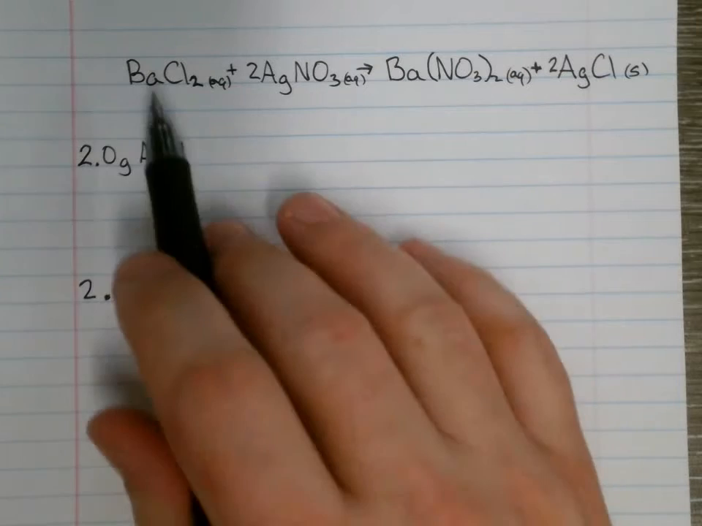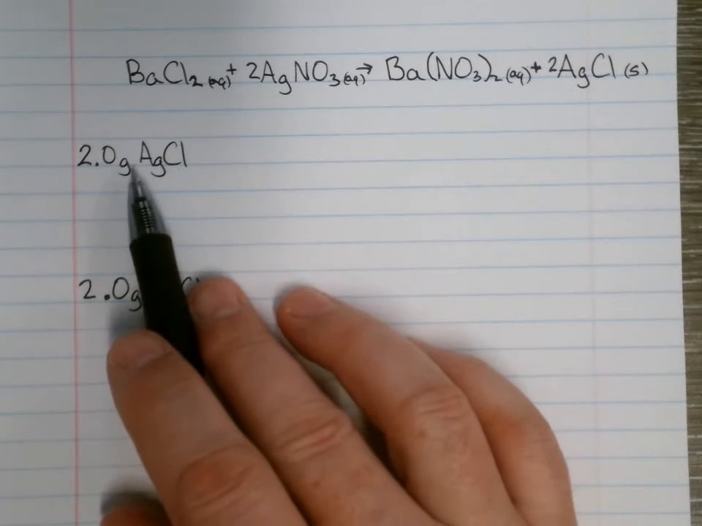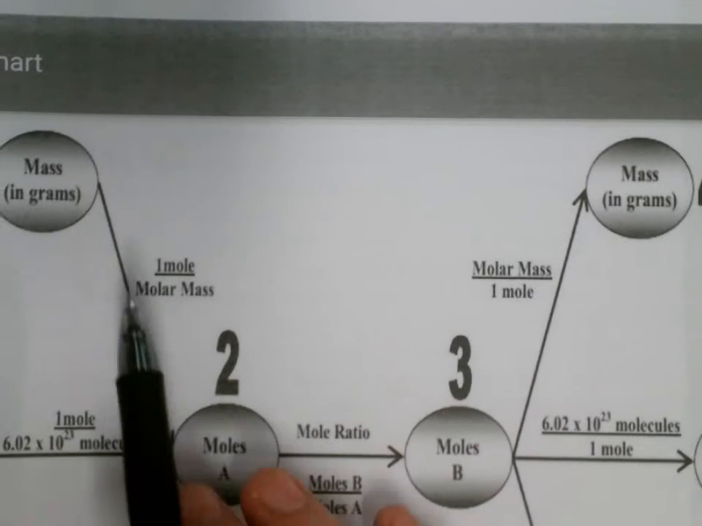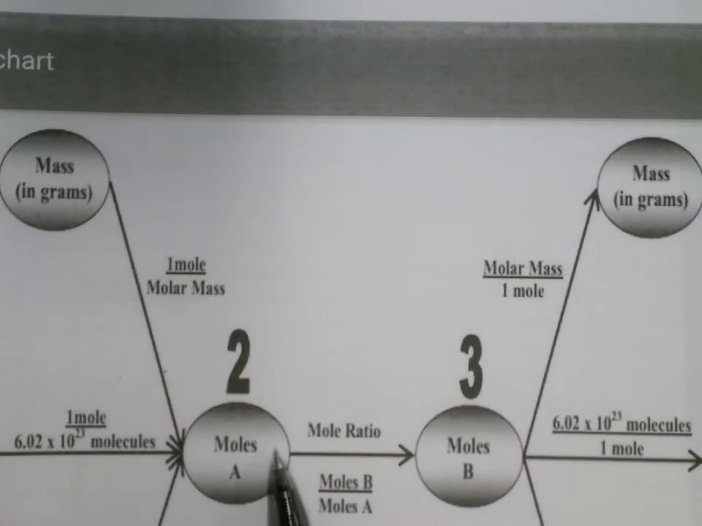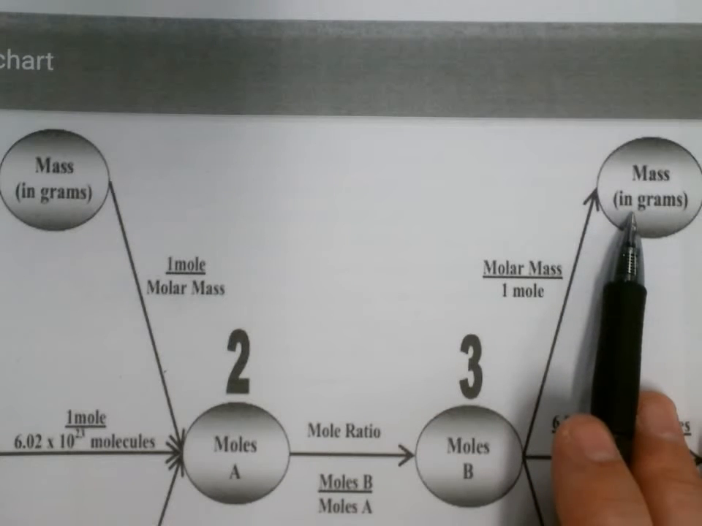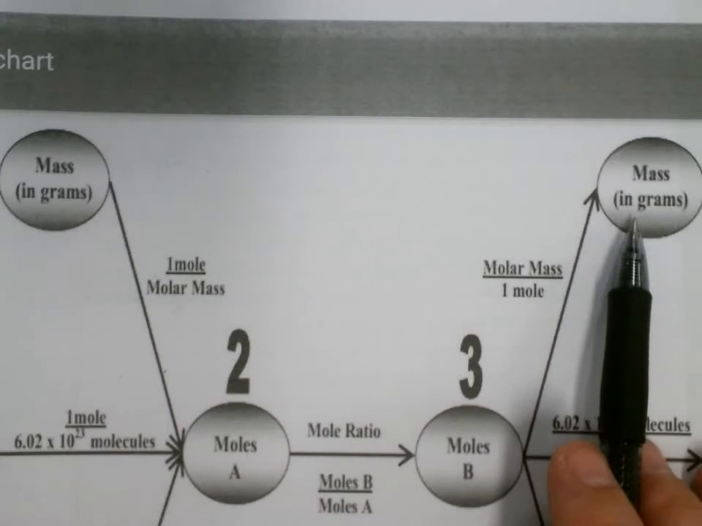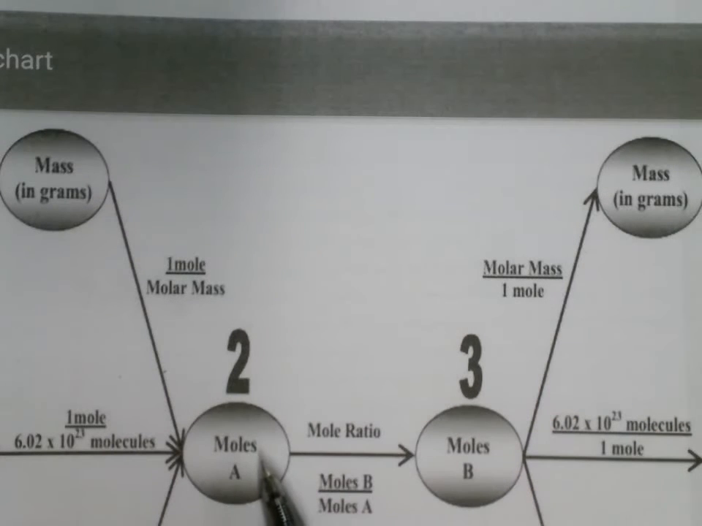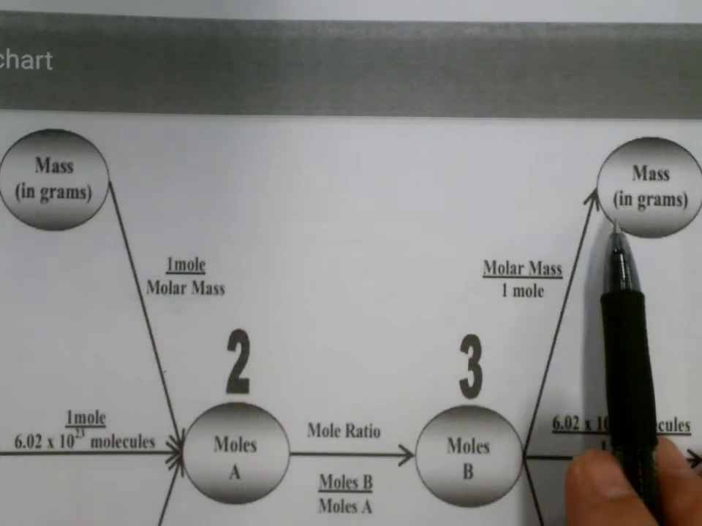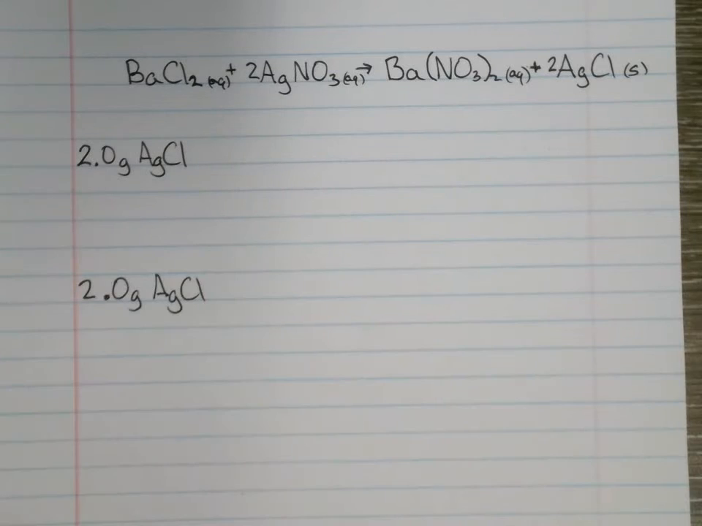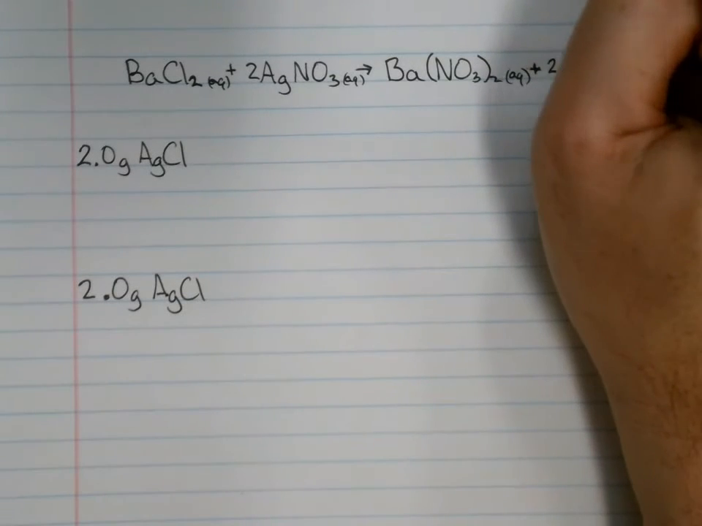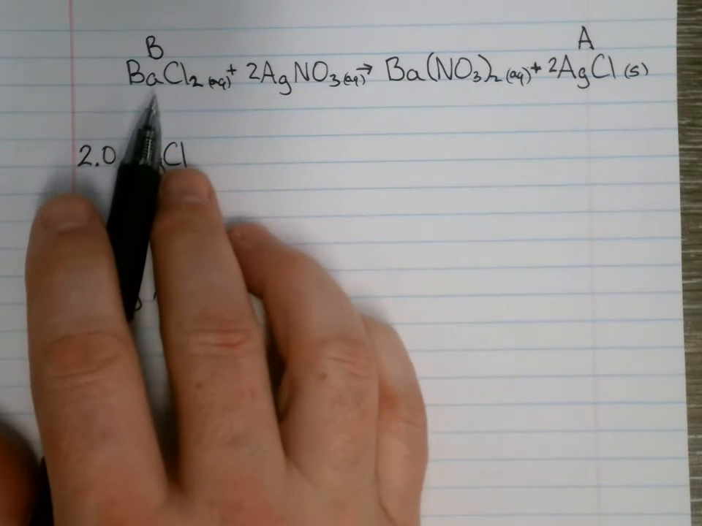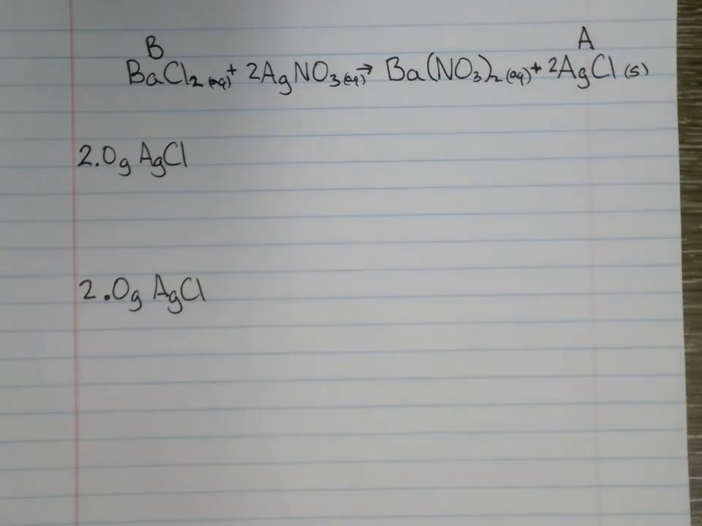So in the first one, we're looking for barium chloride. We're given mass. We're looking for mass. Well, that makes this a mass-to-mass problem. Start at mass, go to 2, to 3, to 4, to end up at mass. Mass of substance A, mass of substance B. You have to go from mass to moles A, then to moles B, and then to the mass of B. So A is what's given. B is what you're looking for. So in the first problem, we're going to solve for the mass of barium chloride. That would make barium chloride B.